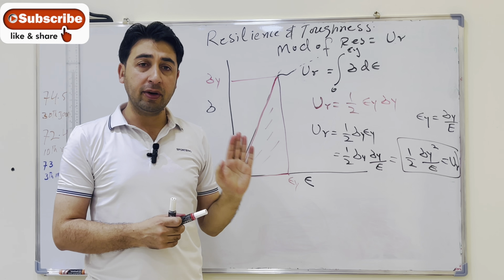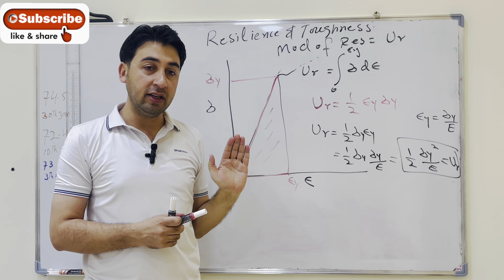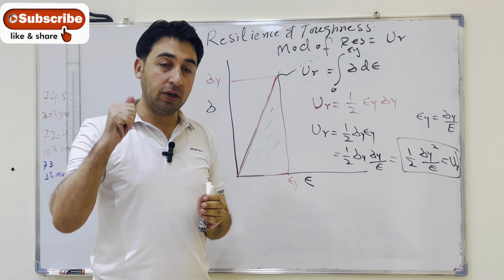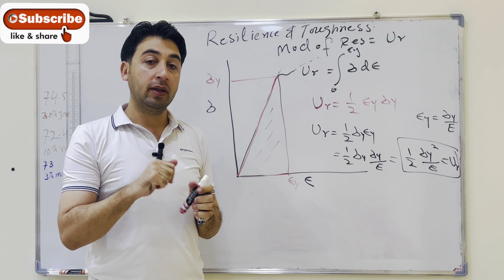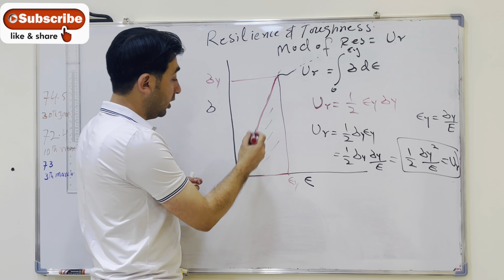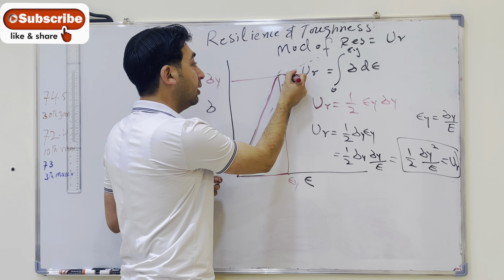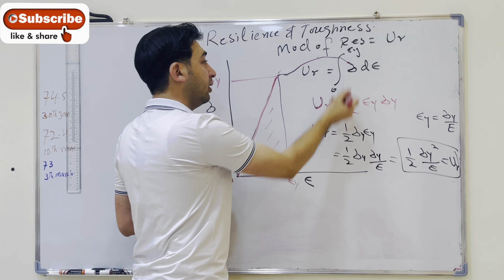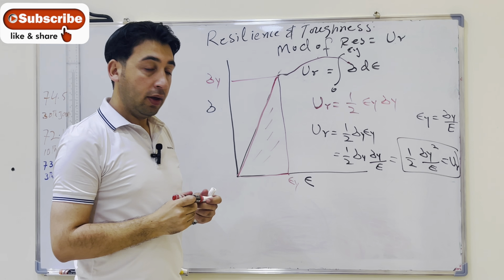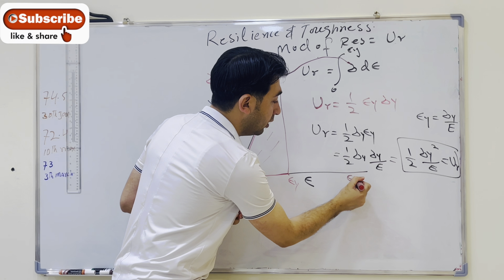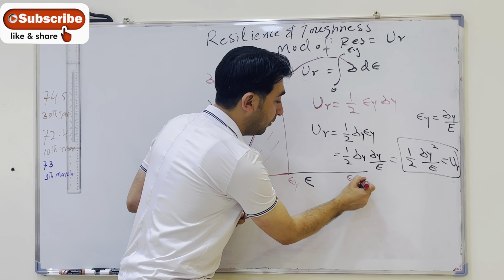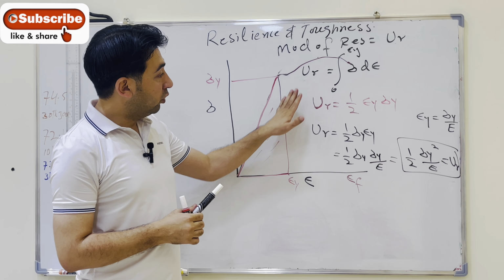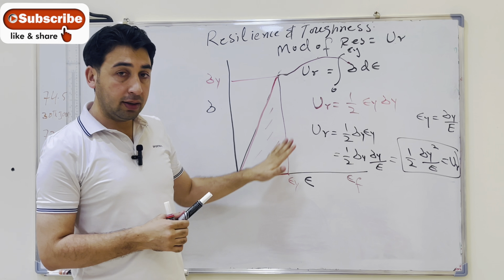Now toughness is the same concept as resilience, but toughness is the energy absorbed by the material till the fracture point, not till the elastic point, till the fracture point. So look, here we have the proportional limit, then the material goes here and somewhere here, let us say the material fractures. Now here we have the strain, we call it fracture strain. So the area under the curve, the total curve, right?